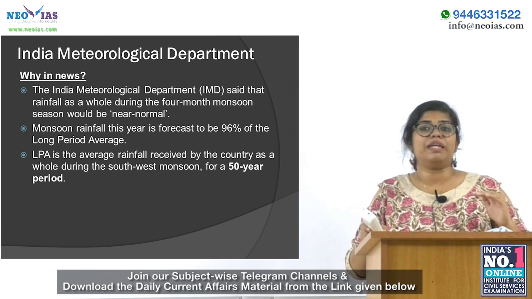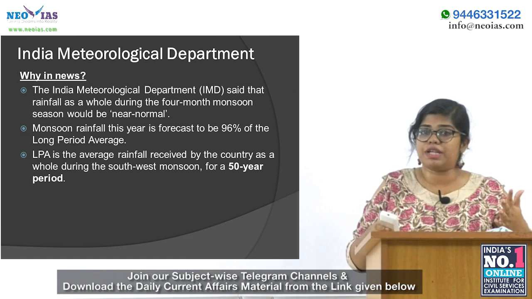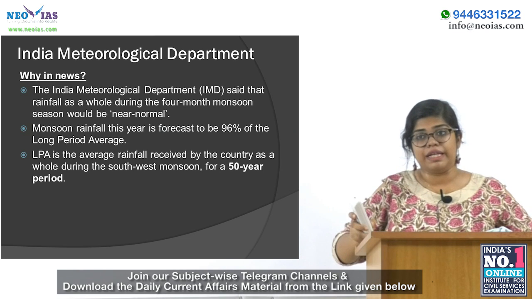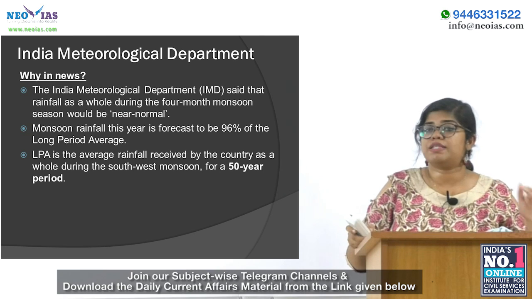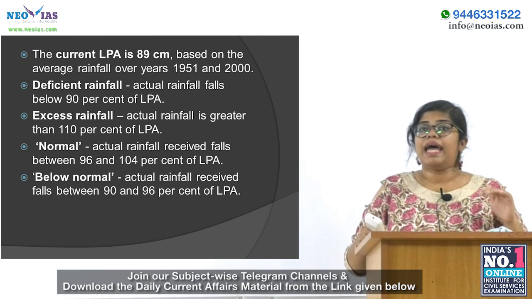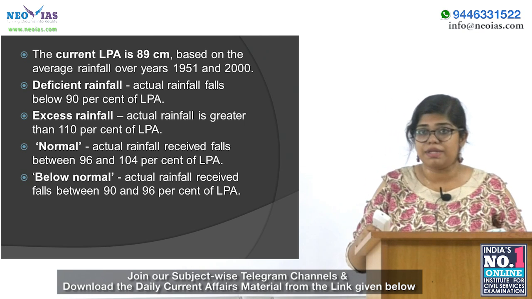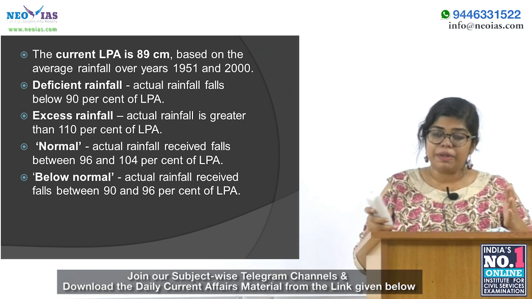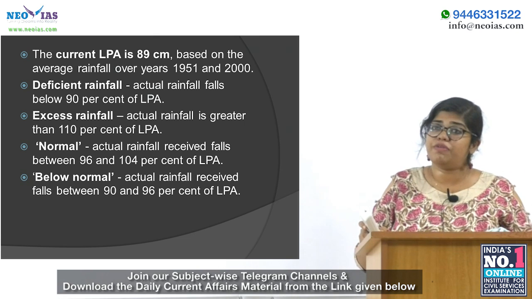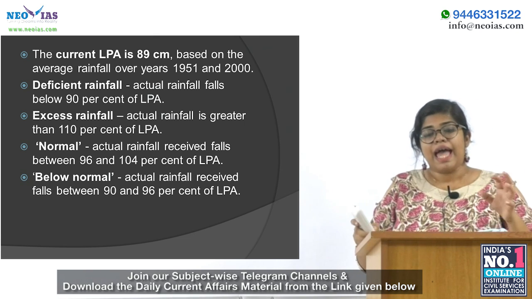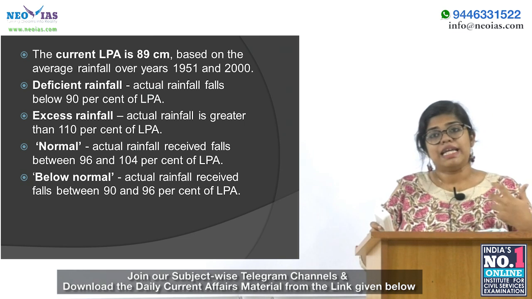What is this long period average? It is the average rainfall received by the country over a long period, like a 50-year period. The rainfall of the southwest monsoon is calculated, and the current LPA, the long period average, is 89 centimeters. It is based on the time period from 1951 to 2000. This is a benchmark against which the rainfall in the monsoon season is measured.